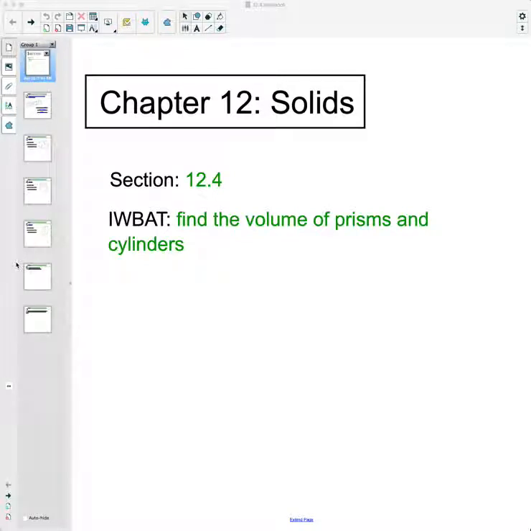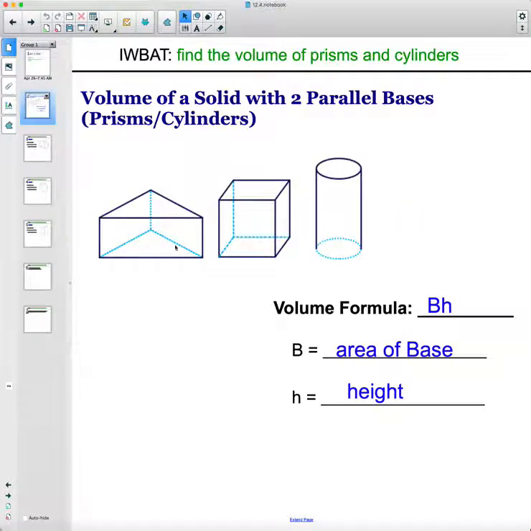In this video, we are going to look at how to find the volume of prisms and cylinders. So let's take a look at prisms and cylinders, or just a reminder of what they are. They have two bases, two parallel bases. Cylinders' bases are circles, prisms' bases are some other type of polygon. Remember that they don't have to be sitting on their base, but sometimes they are.